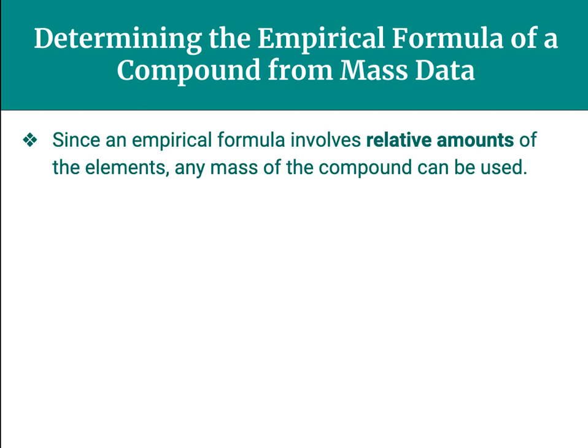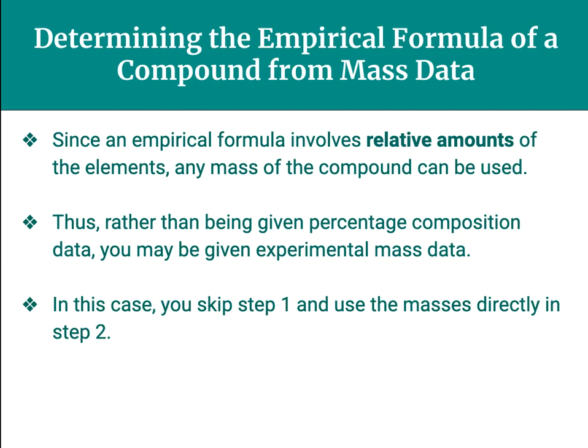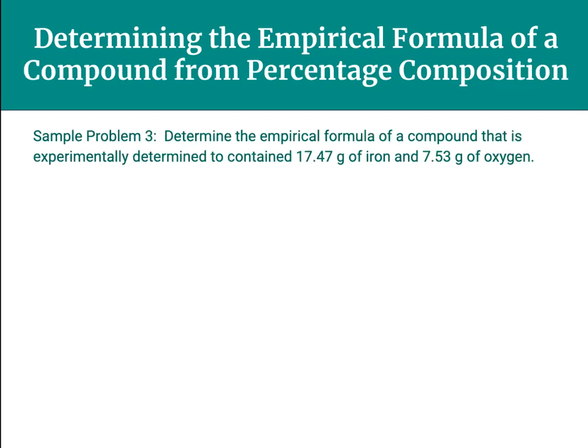Since an empirical formula involves relative amounts of the elements, any mass of the compound can be used. Thus, rather than being given percentage composition data, you may just be given experimental mass data. In this case, you can just skip step 1, which was really just changing a percent to grams, and you just use the masses directly in step 2. So our last sample problem determines the empirical formula of a compound that is experimentally determined to contain 17.47 grams of iron and 7.53 grams of oxygen.